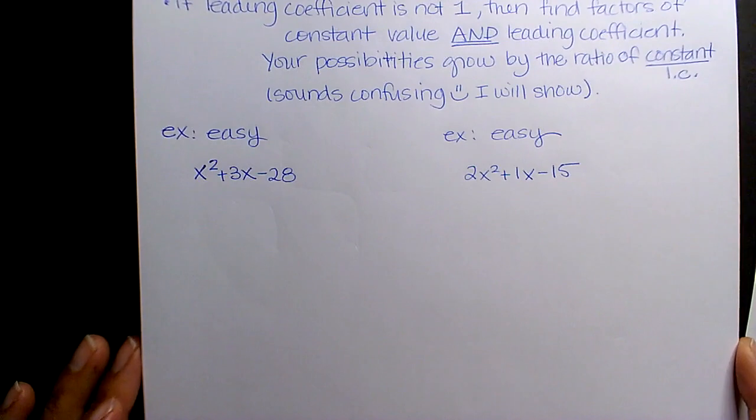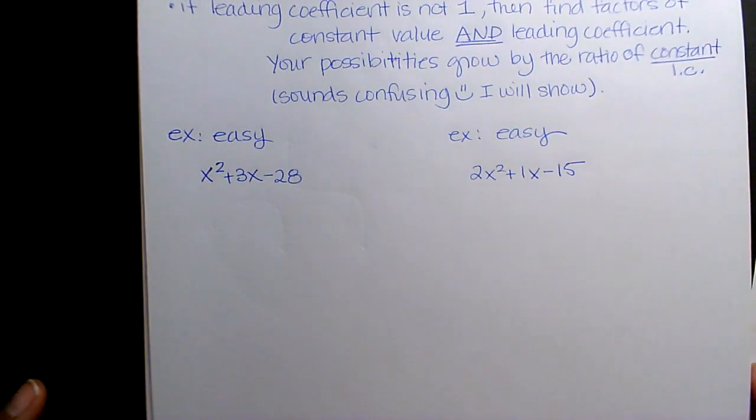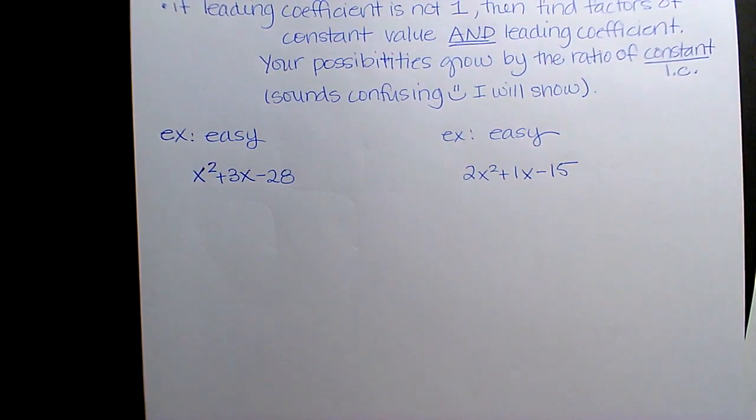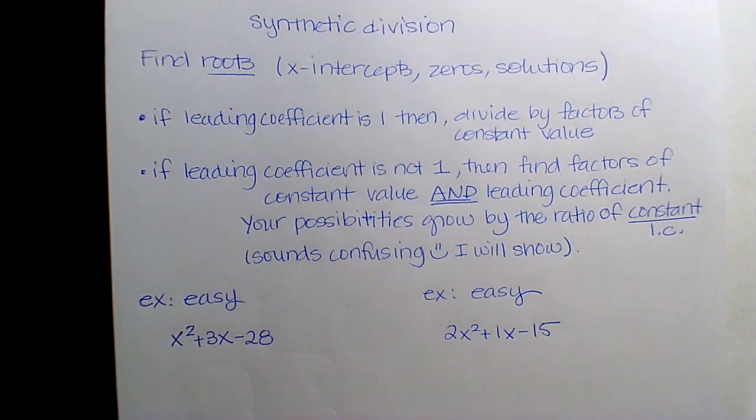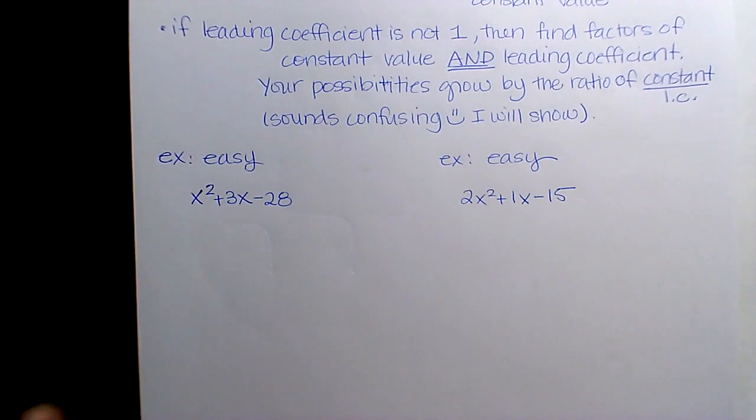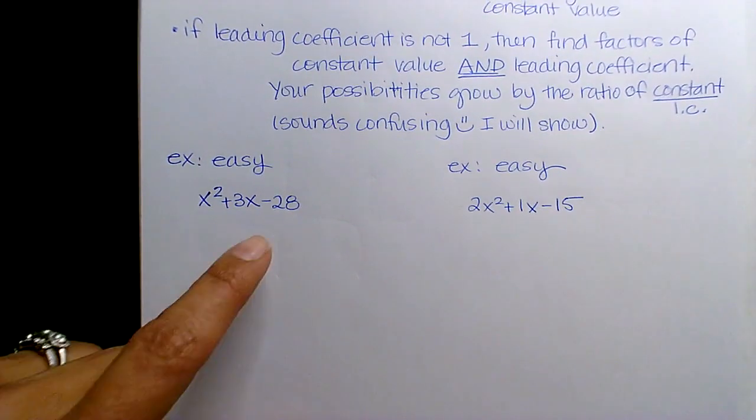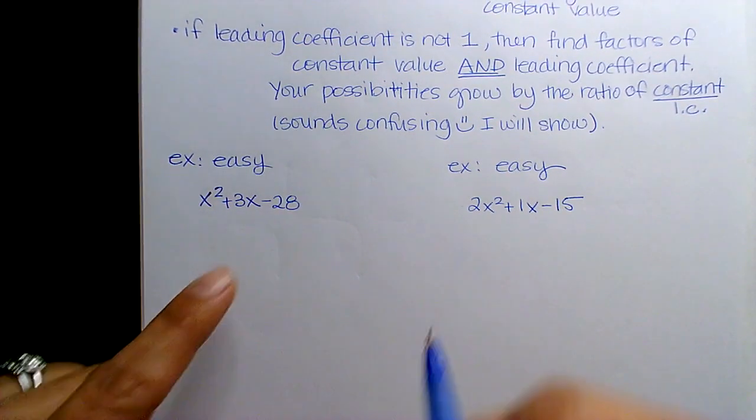All right, this is going to be really easy just because they're quadratics. Like when we did dividing polynomials and the long division, this is now synthetic division. So we remove the variables and we just take the coefficients. So first of all, let's find our factors. My constant is 28.